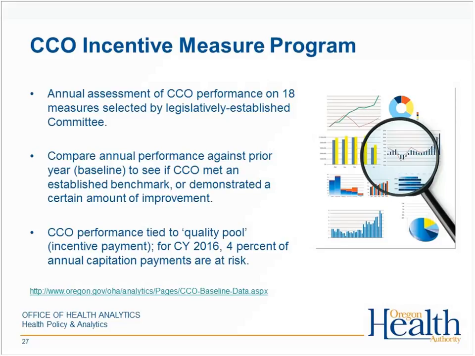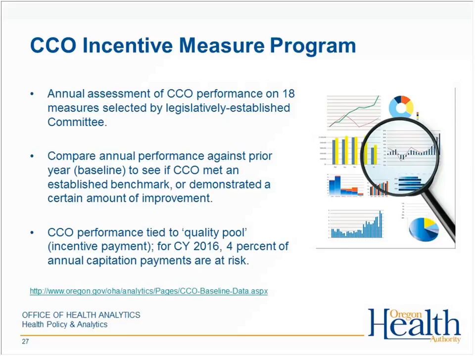Another piece of our 1115 waiver that we stood up in 2012 was a pay-for-performance program for the coordinated care organizations. This is our incentive measure program. And it is an annual assessment of the health plan performance. We currently have 18 measures. Those measures are selected by our legislatively established committee that reviews all of the measures on the data annually and makes any updates or adjustments. And we look at comparing annual performance against the prior year to see if our CCOs have either met an established benchmark, a statewide benchmark, or if they've demonstrated a certain amount of improvement year over year. And if they either meet the benchmark or that demonstrated improvement, they're eligible to earn incentive payments.